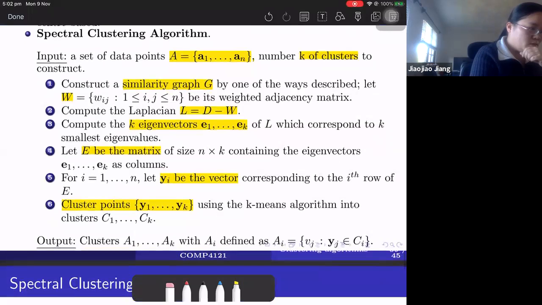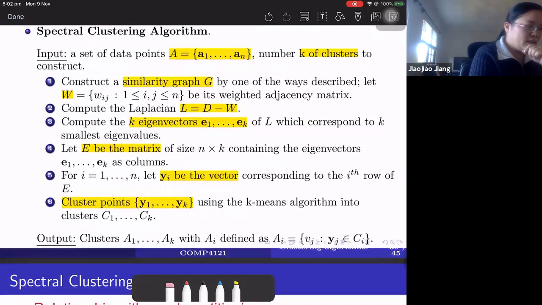So the input, similar to k-means, is a set of data points A, from A1 to AN. And we also need another input, which is the number of clusters to be constructed. So for k-means, we also need the number of clusters. After the input, we go to step one. Step one, we construct a similarity graph G. As we said before, we have 3 different ways to construct the similarity between any 2 vertices.